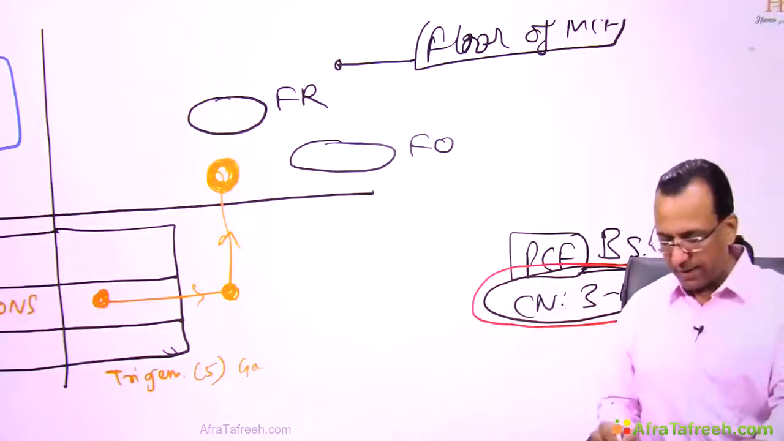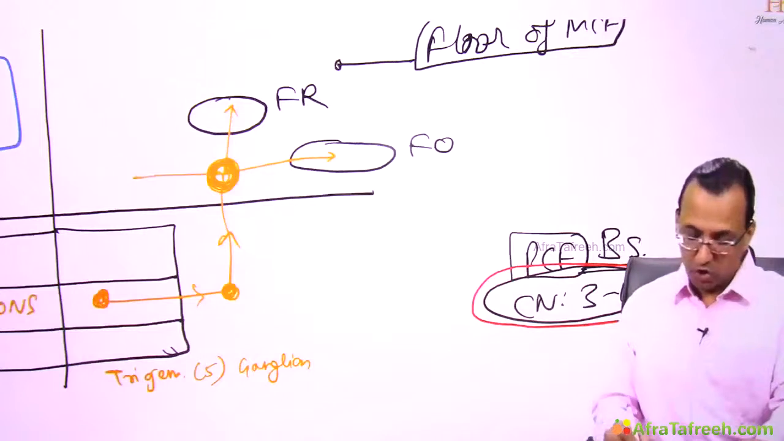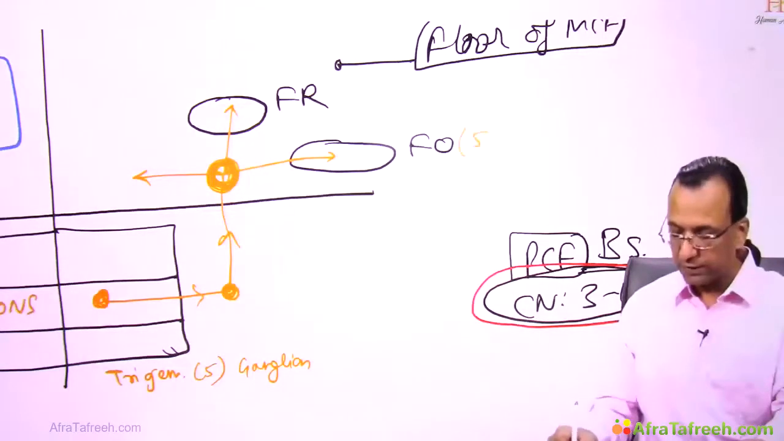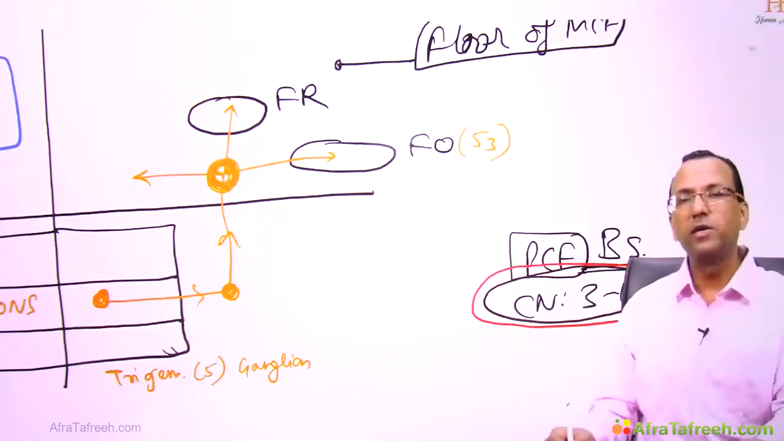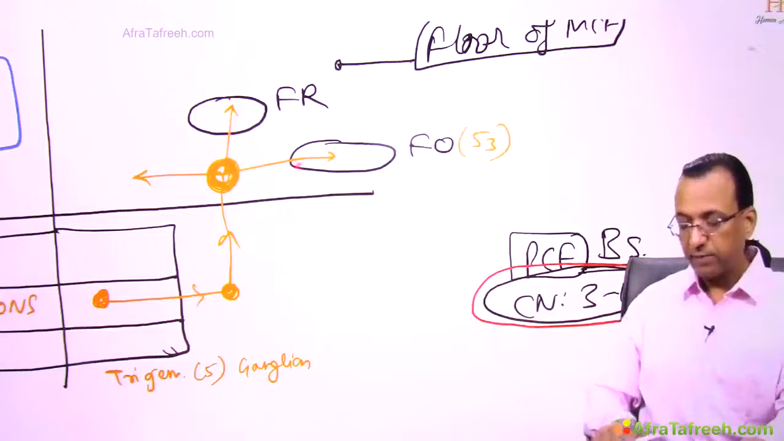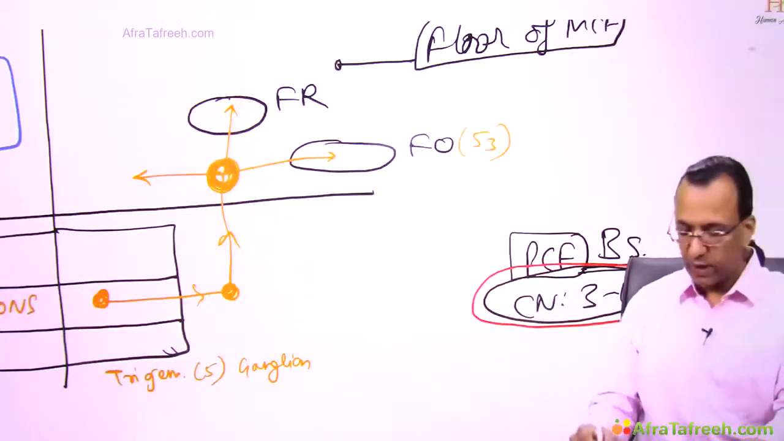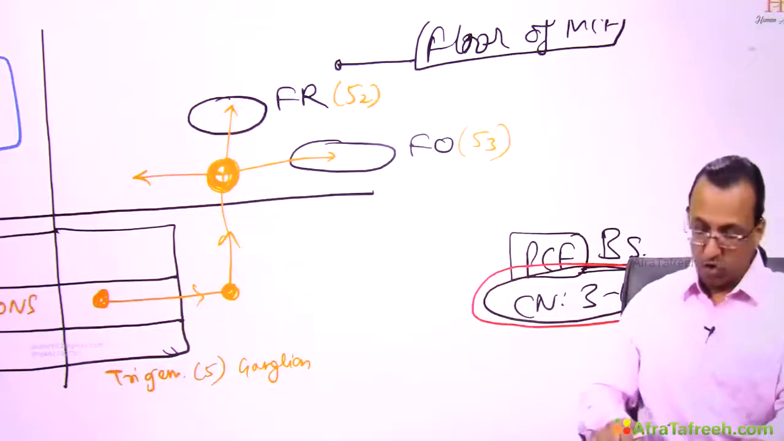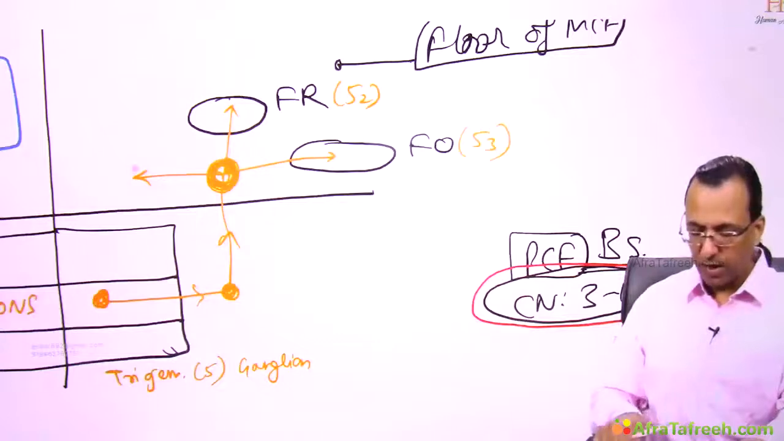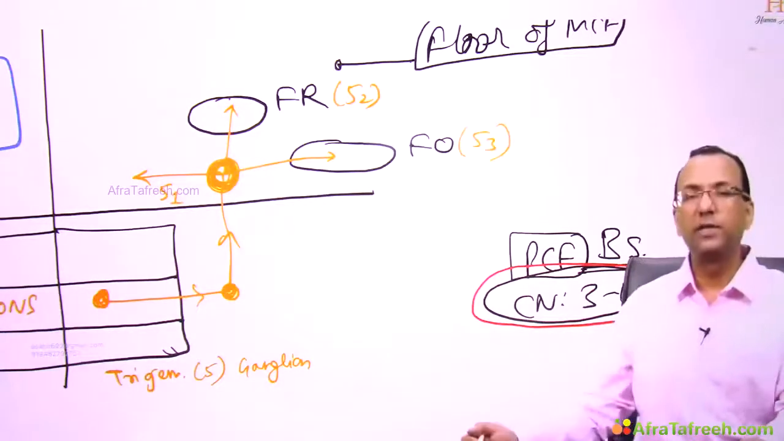And the trigeminal ganglion gives three branches. What are the three branches? I have V3, which is the mandibular nerve, a branch of the trigeminal, passing through the foramen ovale to supply the mandible bone. This is V2, the maxillary nerve, passing through the foramen rotundum to supply the maxilla bone. And this is V1, the ophthalmic division of the trigeminal.